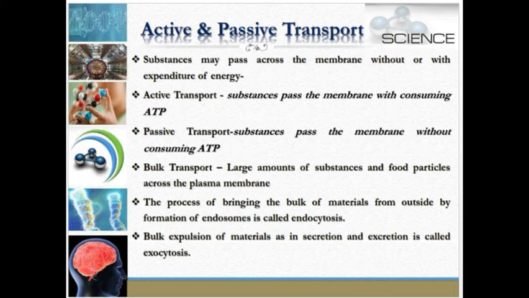So the next one is passive transport. There is a passage of membrane, but there is no consuming of ATP energy. Okay, children. So active transport is better than passive transport. What is bulk transport? A large amount of substance and the food particles can cross across the membrane easily. This is called bulk transport.